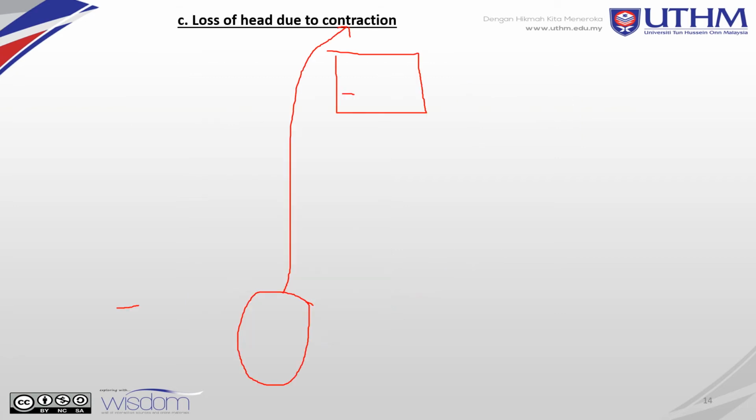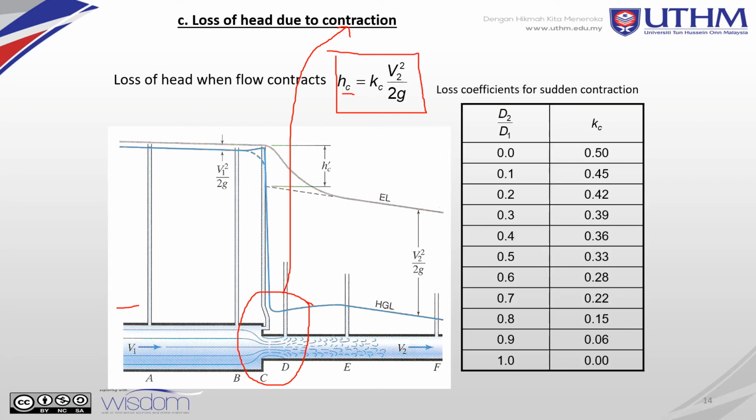Okay, loss of head due to contraction. We use this equation: HC for the contraction is equal to KC V2 squared over 2g. The contraction is from the bigger diameter of the pipe to the smaller. This is called the contraction, from the big pipe to the smaller pipe.